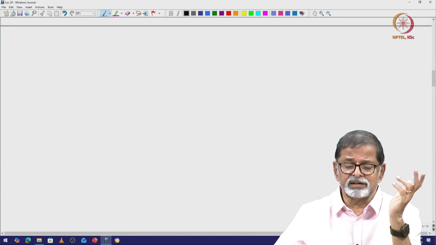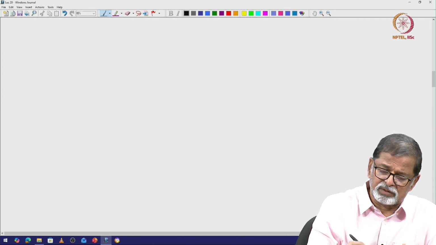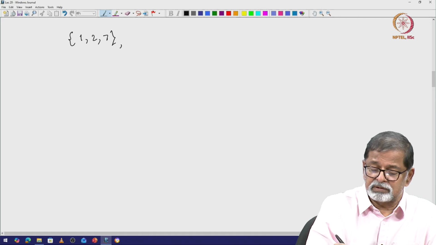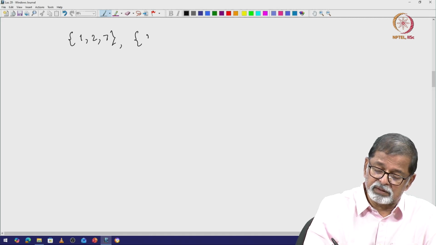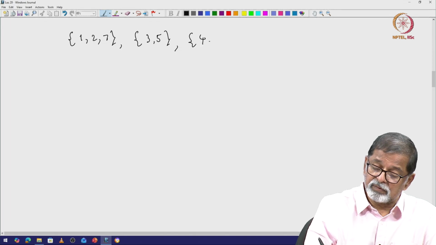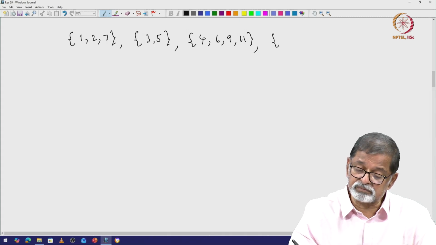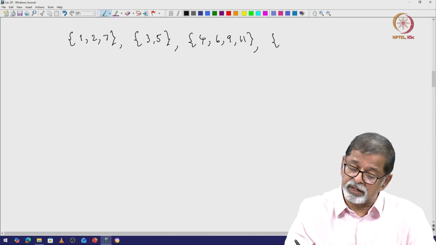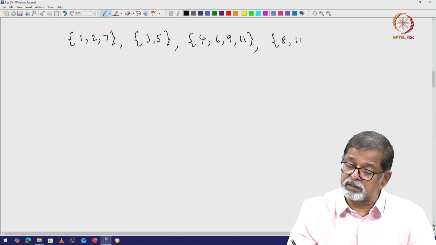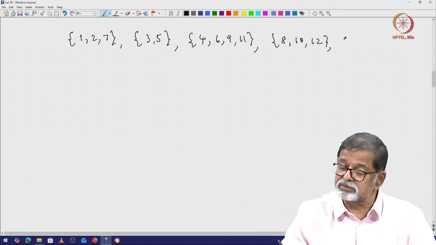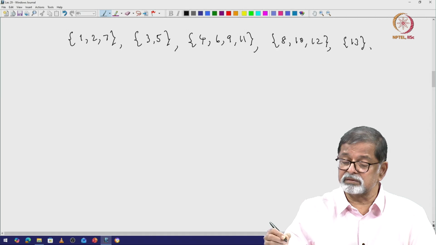Let us consider a partition for 12: 1, 2, 7; 3, 5; 4, 6, 9, 11; 8; 10, 12. Let us say we have 13 also, a singleton 13.